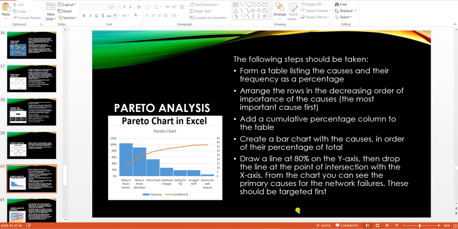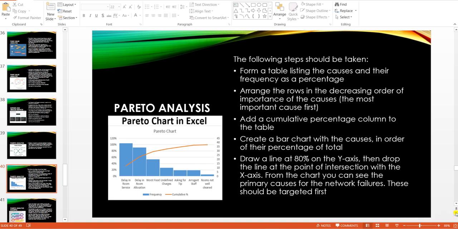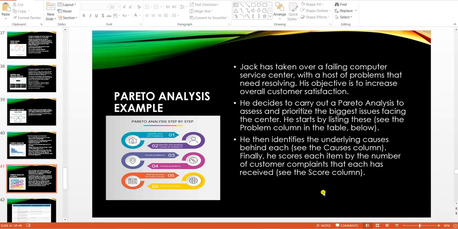From the chart, you can see the primary cause for the network failures. This should be targeted first. So as you can see, this is the line that they refer to. Remember, this is an 80-20 rule. So it goes through the 80% from the y-axis across, then down to the x-axis. Also, the cumulative percentage is the one that you see on the left hand side, and these represent the numbers that are in descending order. Let's continue on the next slide. We have an example of a Pareto analysis.